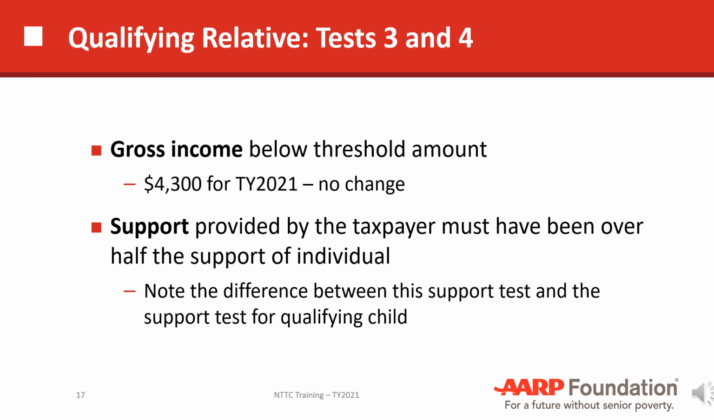Now, this test for support is different than the test under qualifying child. Under qualifying child, the question is, did the qualifying child pay over half of their own support during the tax year? This question is different. Did the taxpayer pay more than half of the support during the tax year? So they're just the opposite of one another. They're similar enough that they can be confused with each other, but you need to understand the difference.